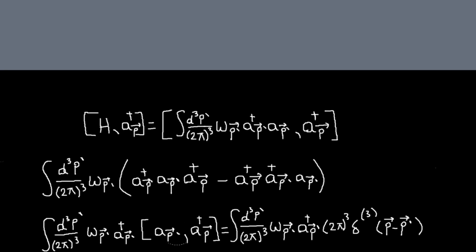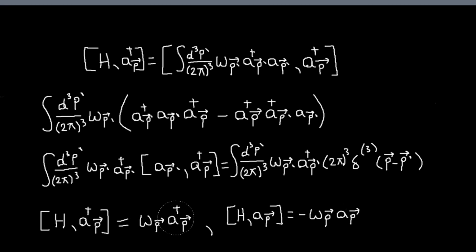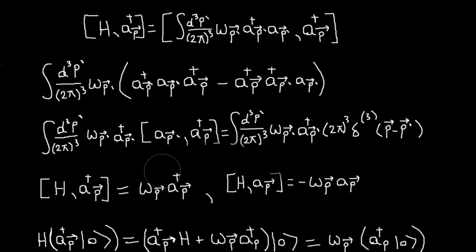And that's good because I can use our commutation relations to get a 2 pi cubed delta of P minus P prime. And that will enable us to evaluate this integral. And so I'll just get omega P A P dagger evaluated at P. So not too bad to work that out. And similarly, you can work out for the lowering operator, the commutation relation will be this.